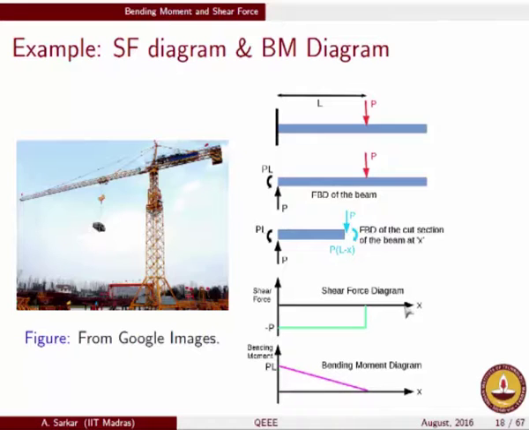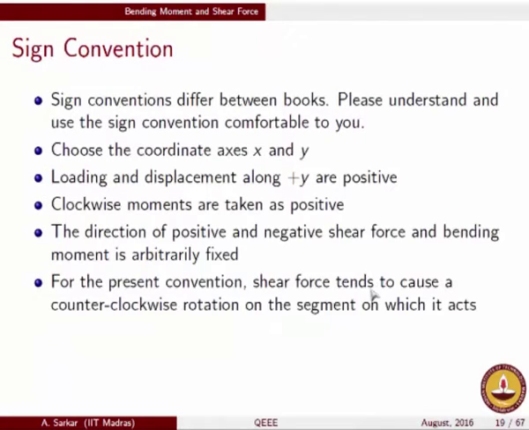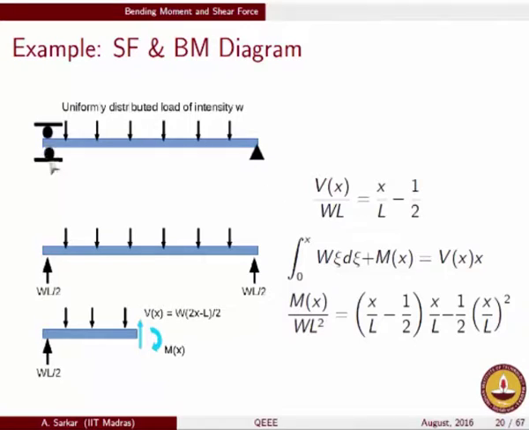So I hope I have been able to convince you regarding the directions and the choice of positive or negative between shear force and bending moment, and accordingly we have been able to draw this shear force and bending moment diagram for the first problem that we did in the previous class. Now we will take up the second problem, which is pretty similar, but now it is a simply supported beam on which there is a uniformly distributed load of intensity W.